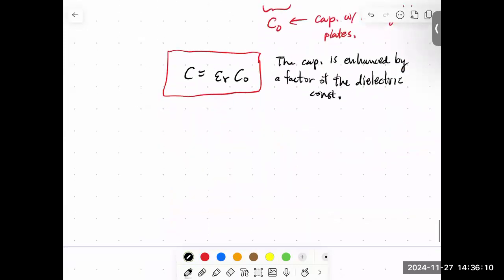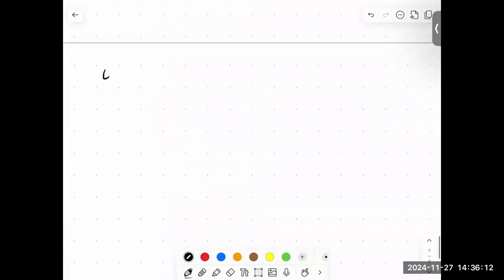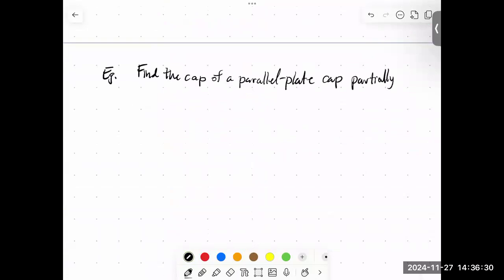Okay, so let's do another example. So let's find the capacitance of a parallel plate capacitor that's partially filled with dielectric epsilon 1 and partially filled with a second dielectric epsilon 2.